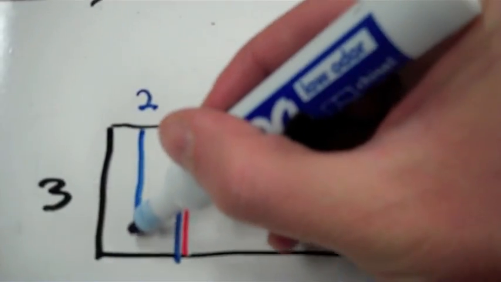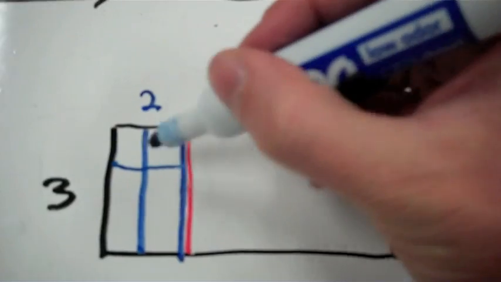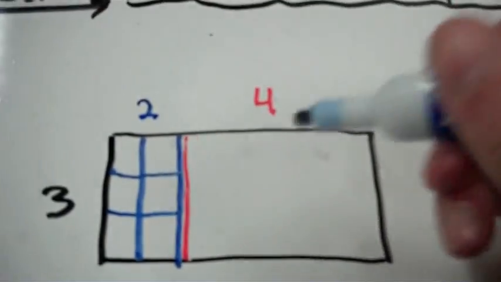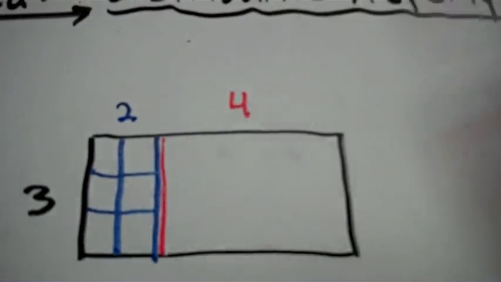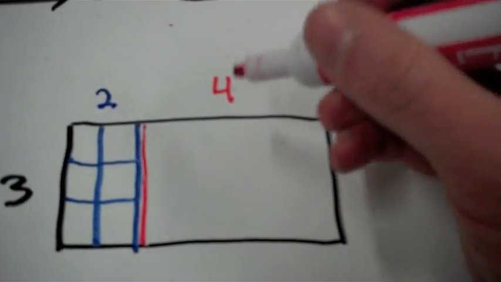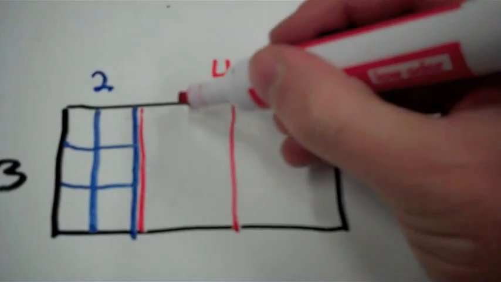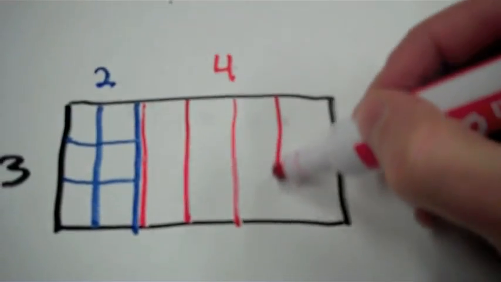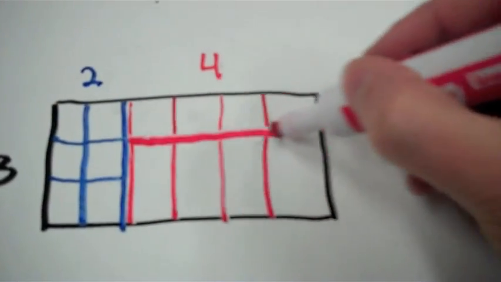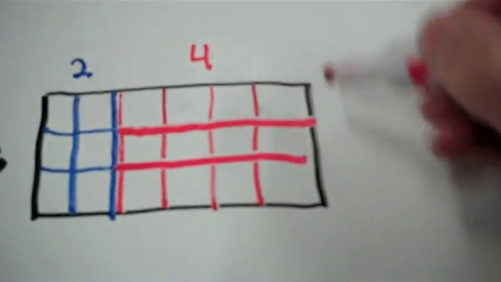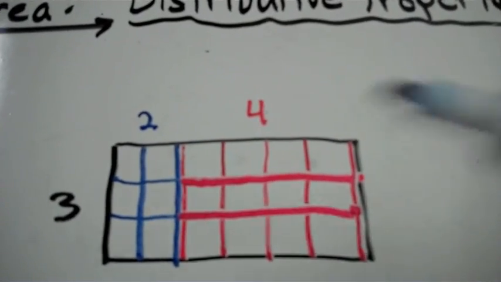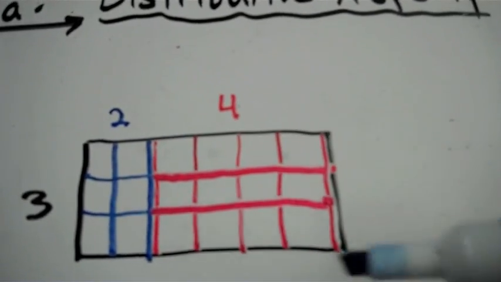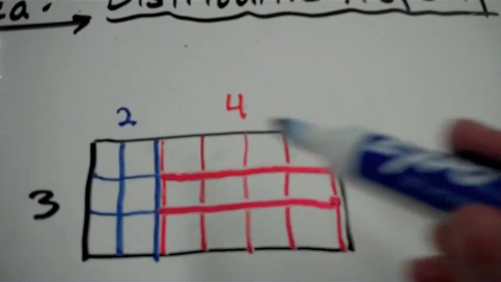So I'm going to draw my rectangle and color in the unit squares so you can actually see them. This is a 3 by 2, and now I'm going to make my 3 by 4. So you can actually see the unit squares for each rectangle. Okay? Instead of a 3 by 6, now I have a 3 by 2 and a 3 by 4.